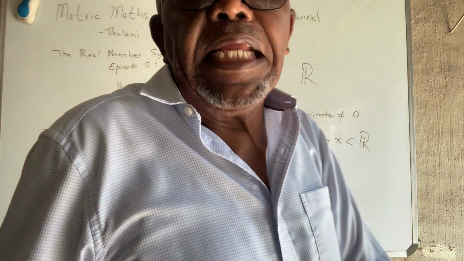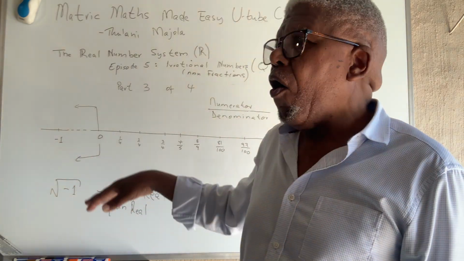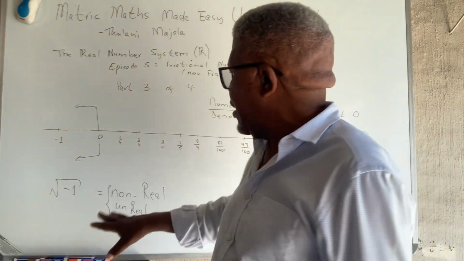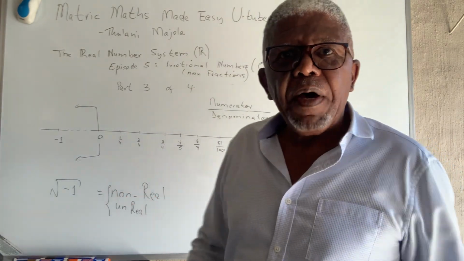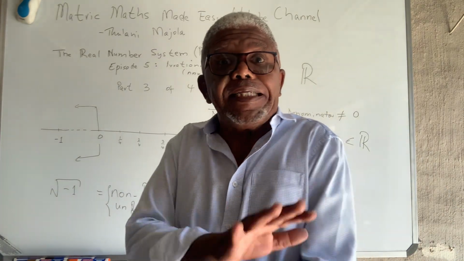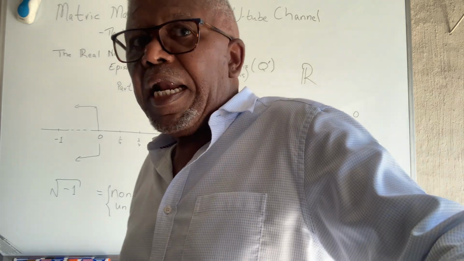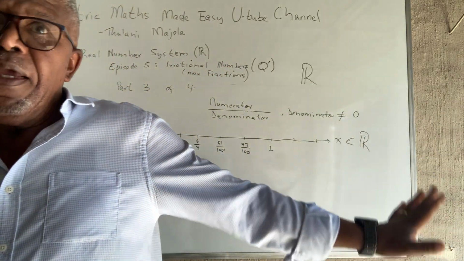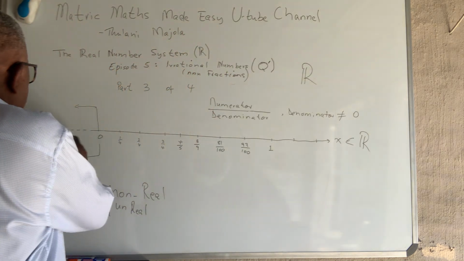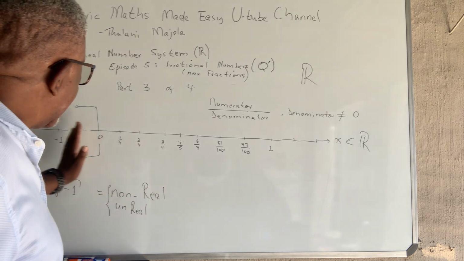Only people who do advanced maths here in matric, or those who will continue with it at university, will deal with the non-real numbers. But for us in matric or lower grades, we do not deal with non-real numbers. All we do is recognize that it is a non-real number, so get out of my way. I'm only interested in the real numbers. So the square root of negative 1, or of any negative number, does not exist.